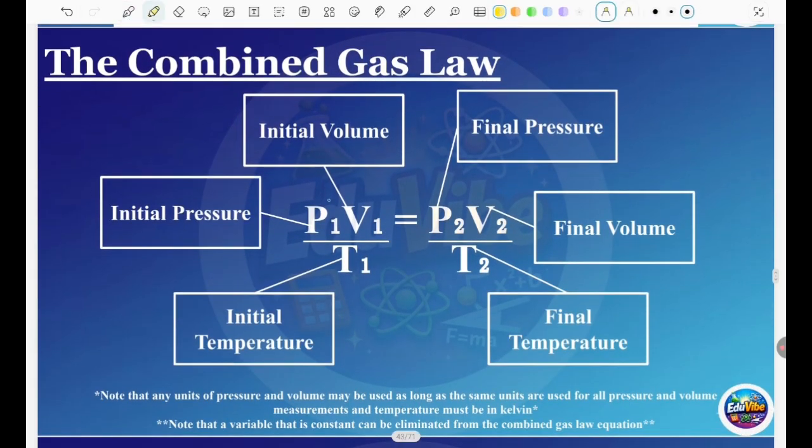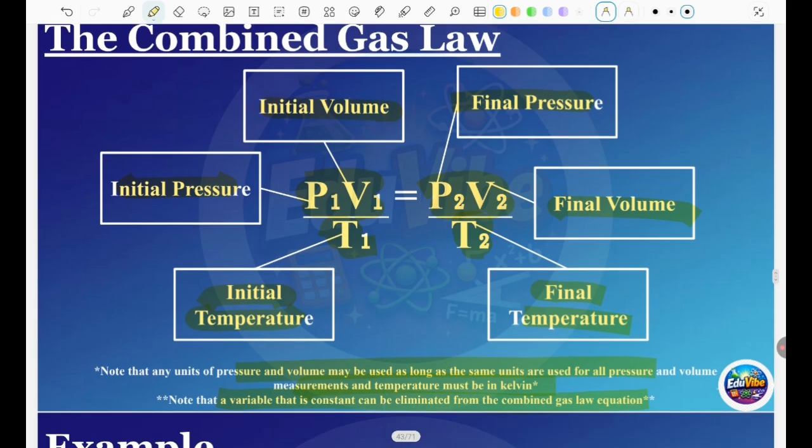And in this, we have the formula. We take the product of P and V: P1 times V1 over T1 equals P2 times V2 over T2. That covers the initial pressure, final pressure, initial volume, final volume, initial temperature, and final temperature. Make sure the pressure and volume have the same units on both sides, and temperature must be in Kelvin. And any variable that is constant may be eliminated from the combined gas law. If anything is constant, its value is 1, so just eliminate it from the equation. That's all we care about.